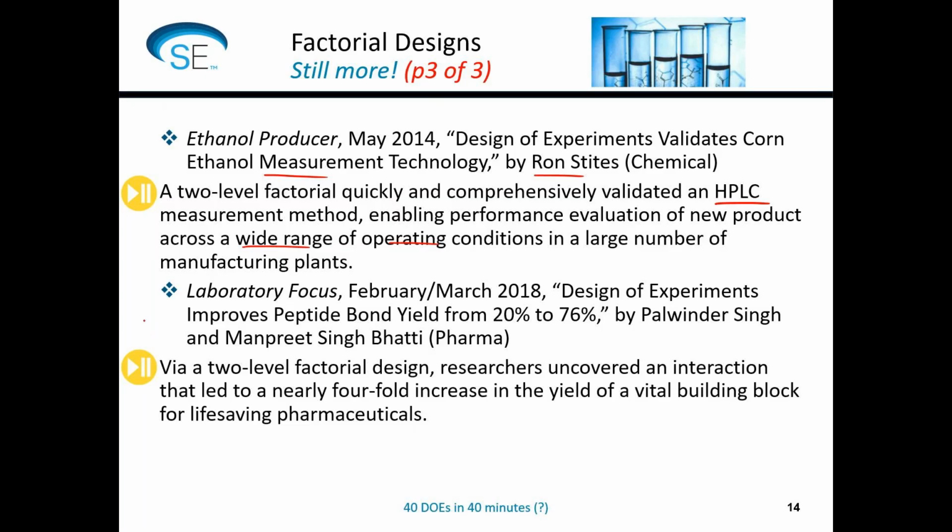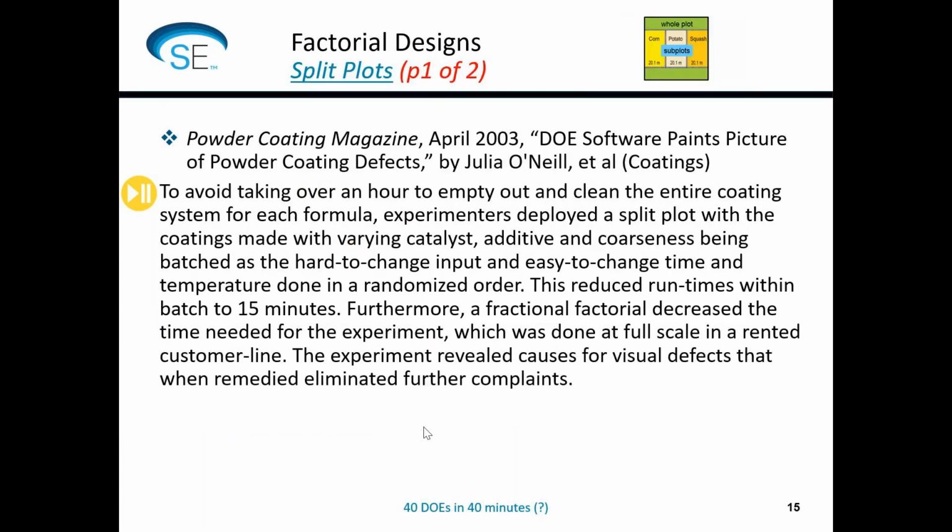Now we get into something that's a little bit more complicated. I had a look at some of the chemistry here of what a peptide bond is, but evidently the increase in yield on this peptide bond was very dramatic and very important for life-saving pharmaceuticals. So 2-level factorial design again, comes out.